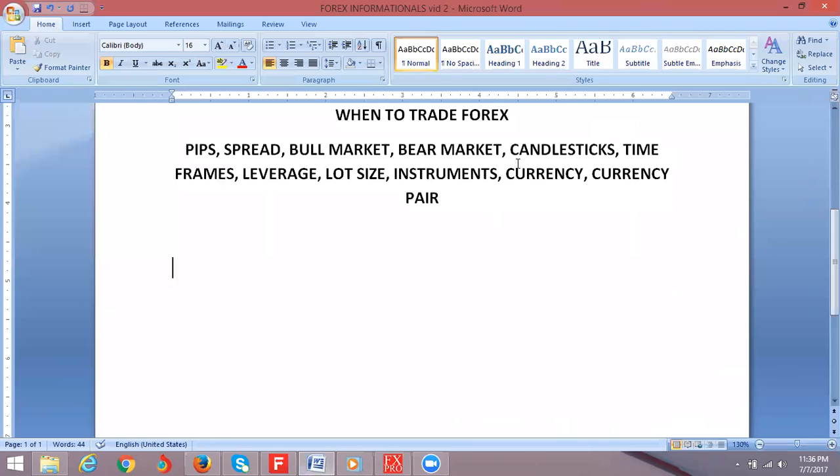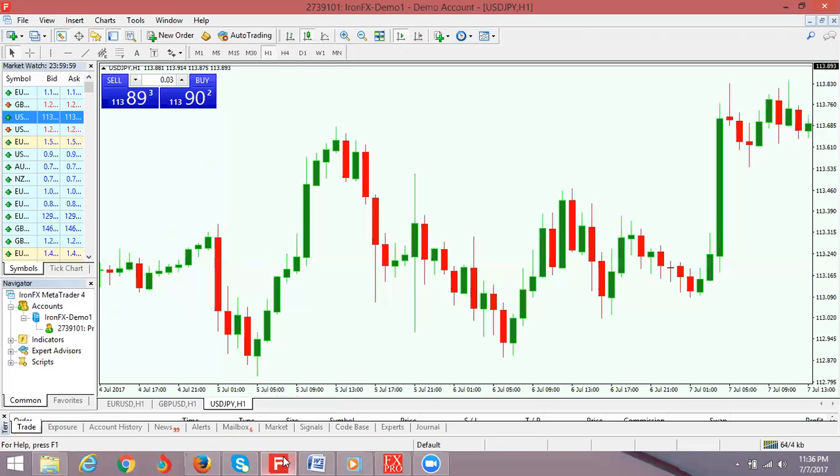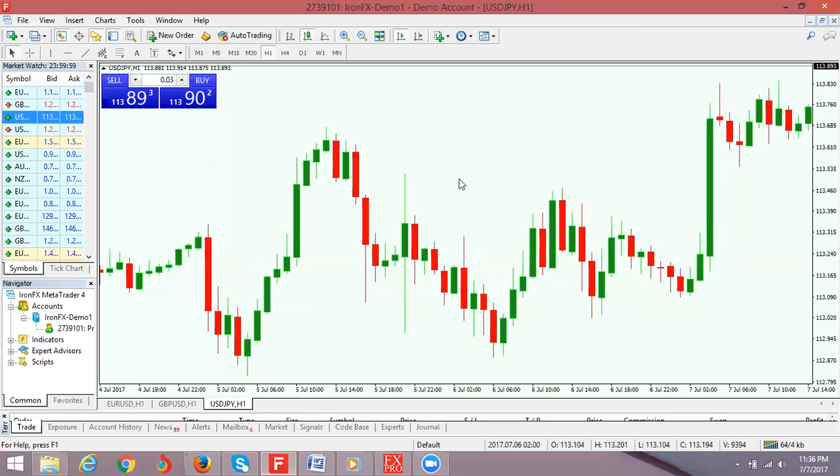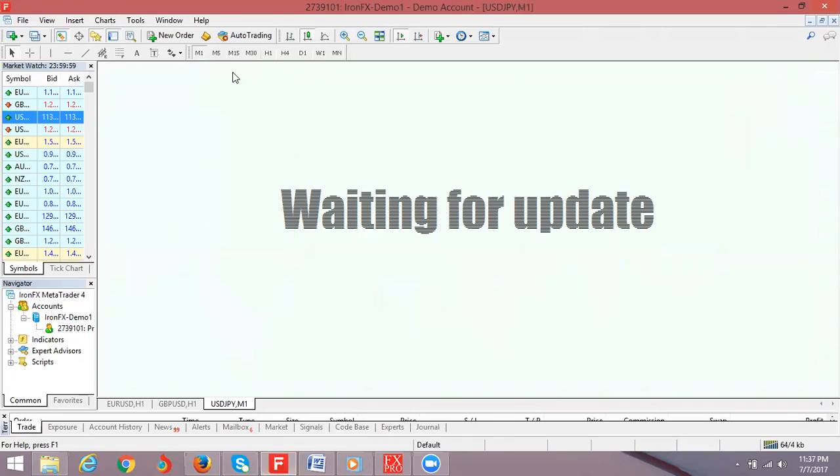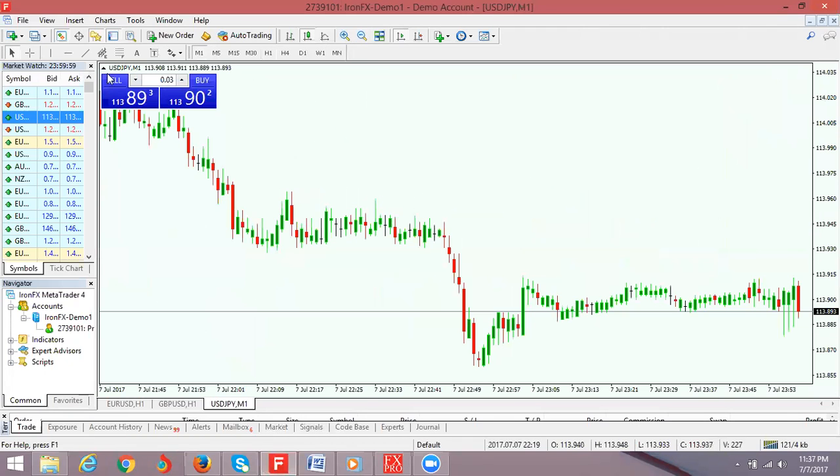I've already talked about candlesticks. So, time frames. On the chart, we have several time frames. You can see that we have M1, M5, M15, M30, H1, H4, D1, W1. And what do they mean? M1 simply means 1 minute. So let me go to the 1 minute chart. Basically each bar you see, whether green or red, is a 1 minute bar. It forms within 1 minute.